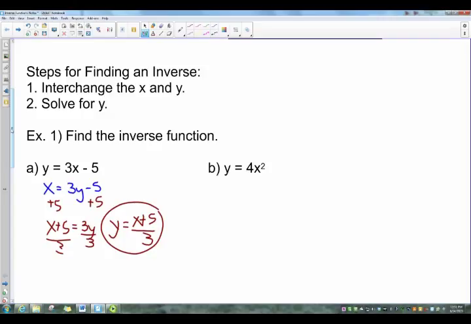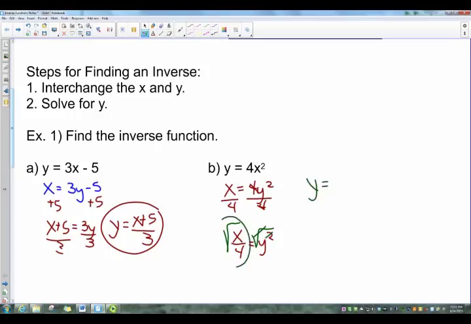Now for this second one, same idea. The difference here is I have a squared term. So I've got x equals 4y squared, and I've got to solve for y. The first step might be to divide by 4, because I want to get that y squared by itself. So I have x over 4 equals y squared. Now think to yourself, how do you get rid of a square? You do the inverse, which is square root. So I'm going to square root both sides. The square and the square root cancel, and I'm left with y by itself.